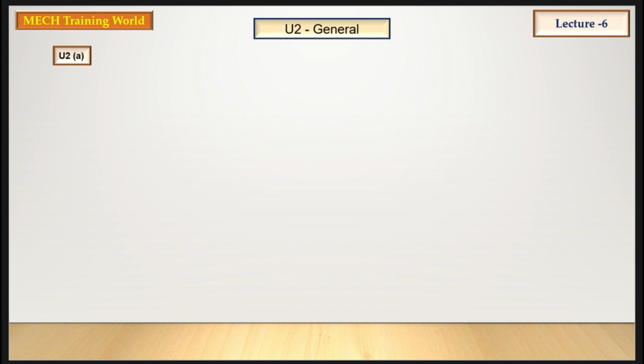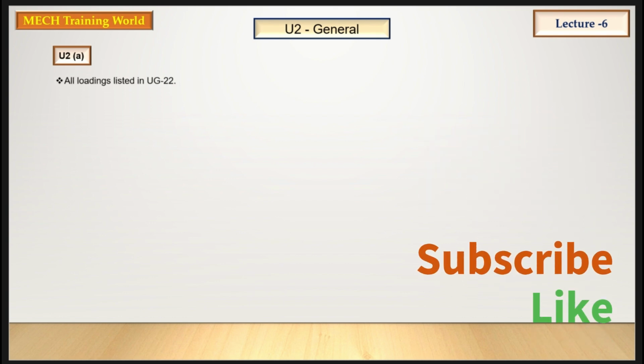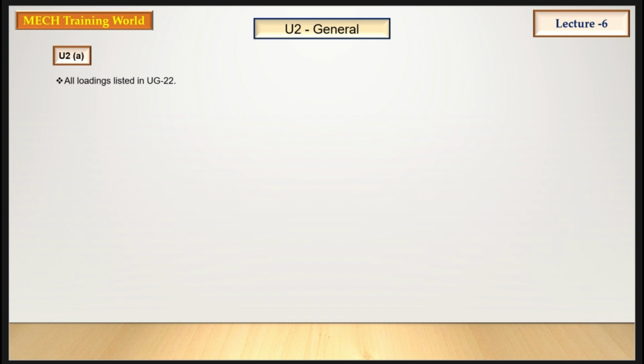U-2(a) tells that while constructing a pressure vessel, the designer needs to consider all loadings listed in UG-22, that is, mechanical loads, wind and seismic loads, cyclic loads, fatigue loads, and self-weight of that component, etc. There are many more loads. We will discuss further in the UG-22 video. Don't worry. And if you need any corrosion allowances, you need to consider. So that point is also mentioned in U-2(a).